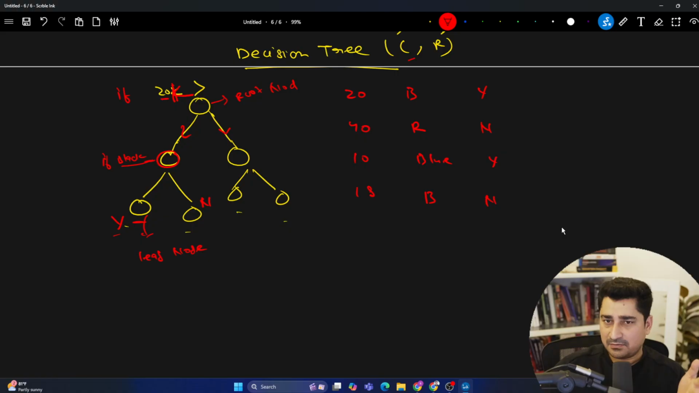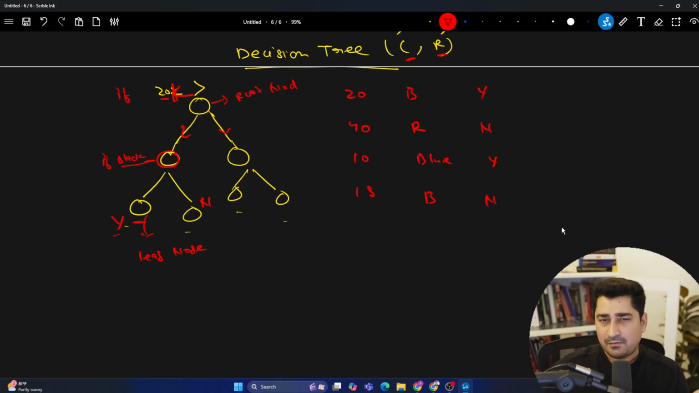Whether it's a classification problem I'm trying to solve, where I have to classify the data into multiple classes or into binary classes, it can work for any number of classes at any point of time. And if we are trying to solve regression, where we are looking for continuous data, this decision tree is going to work in both scenarios.